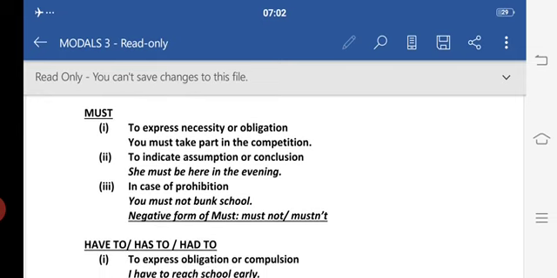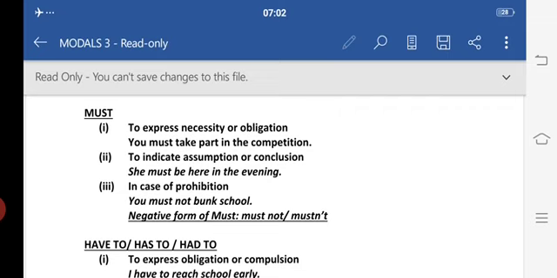Now, in case of prohibition, suppose when we prohibit somebody to do something, it means when we want somebody to stop doing something, we use this modal. For example, you must not bunk school. You mustn't use your phone while driving. You must not tell this to anyone. So these are prohibitions. I don't want you to do these things. In this case we use must.